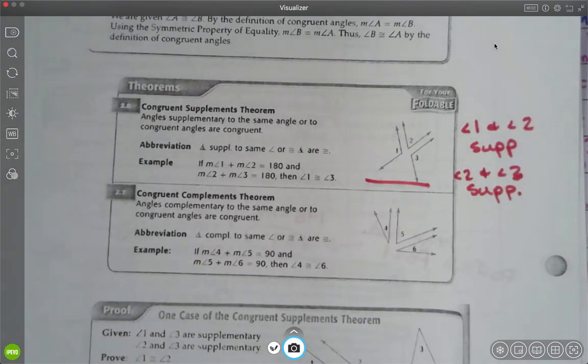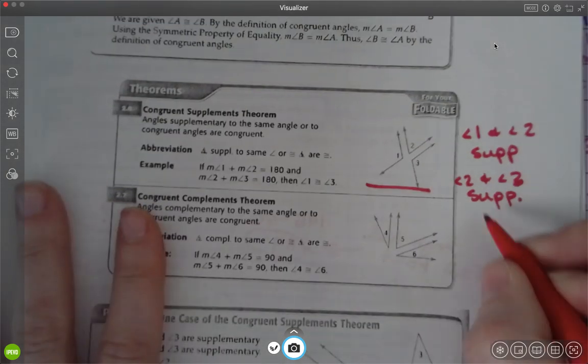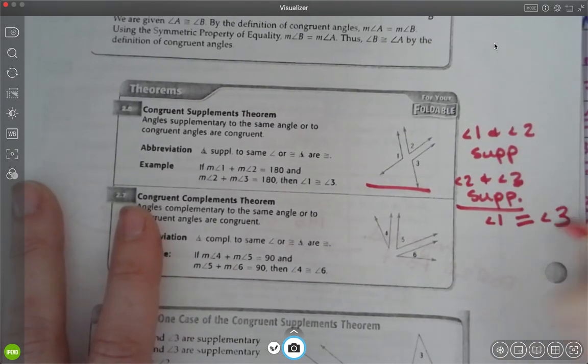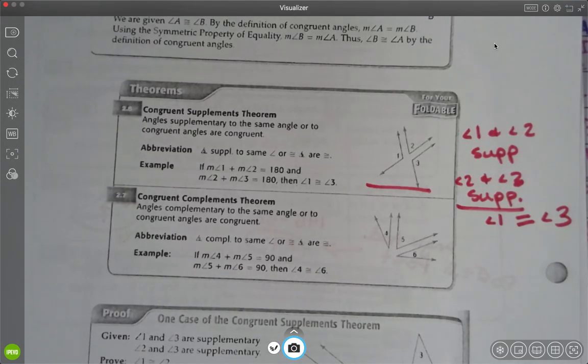Now, this is kind of like the transitive property, except just a little different. If angle 1 and angle 2 are supplementary, and angle 2 and angle 3 are supplementary, then Maddie said angle 1 and angle 3. Well, are angle 1 and angle 3 supplementary? No. What's true about angle 1 and angle 3? They're equal. That's what we draw from this. Angle 1 is equal to angle 3. It's not that angle 1 and angle 3 are supplementary. Angle 1 is equal to angle 3.